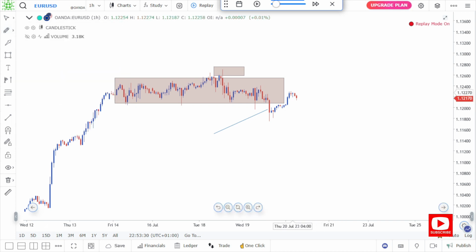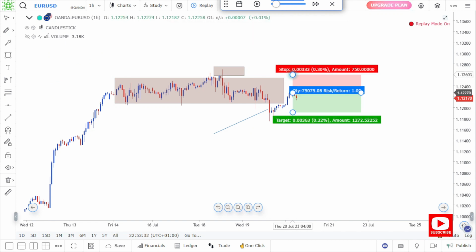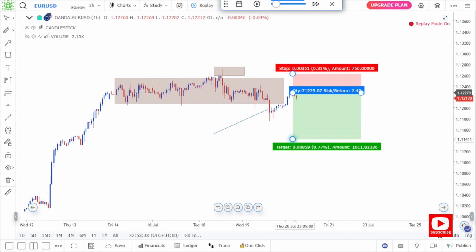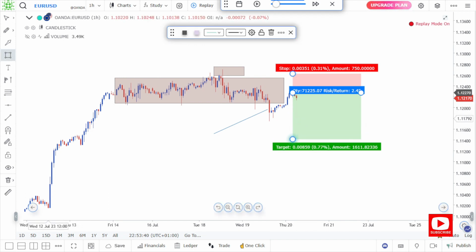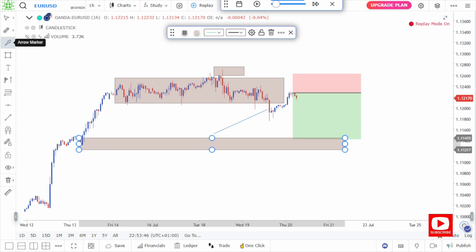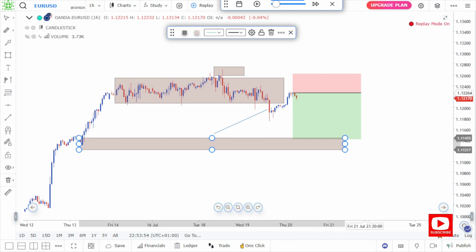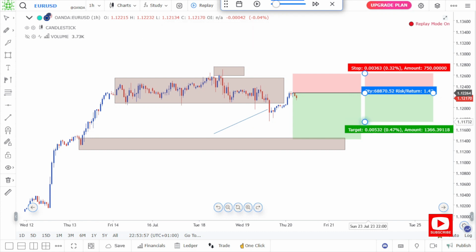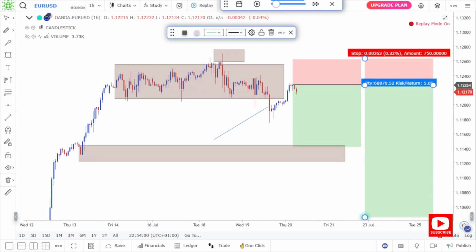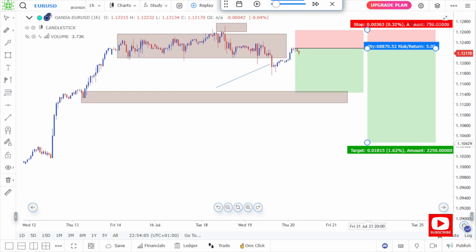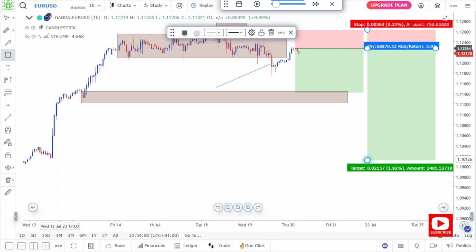We open a short position and our stop loss slightly above the consolidation box. Take profit 1, the first zone right here, which I can see clearly is this zone, and take profit 2. We drag it all the way down to the second zone right here, which is this zone.